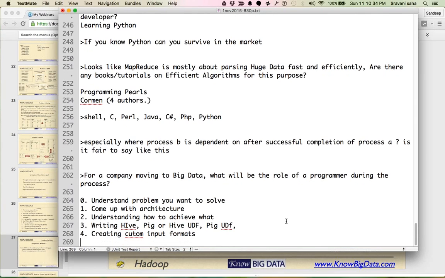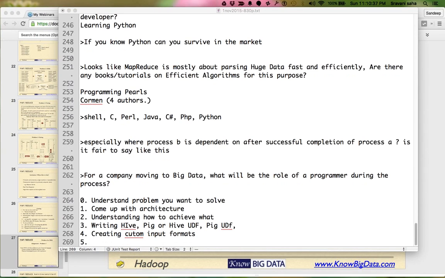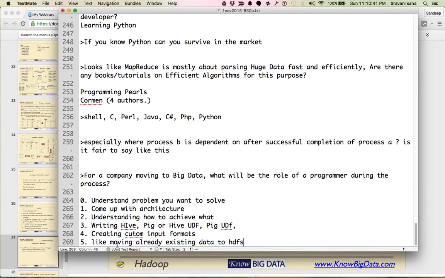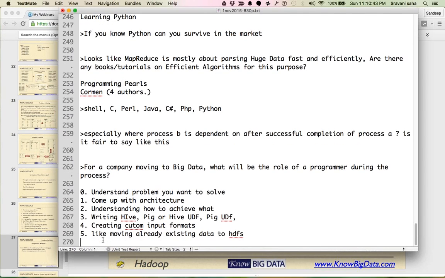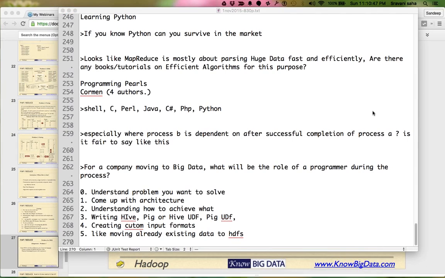Once you have decided upon this, you might have to move some of the existing data to HDFS. For this also we will discuss again.